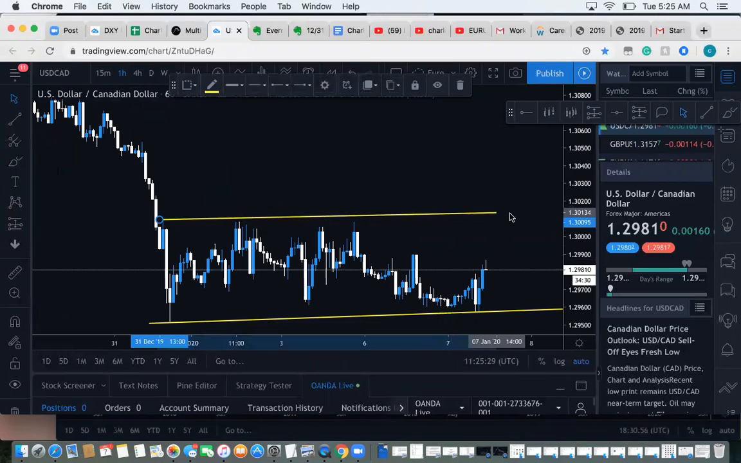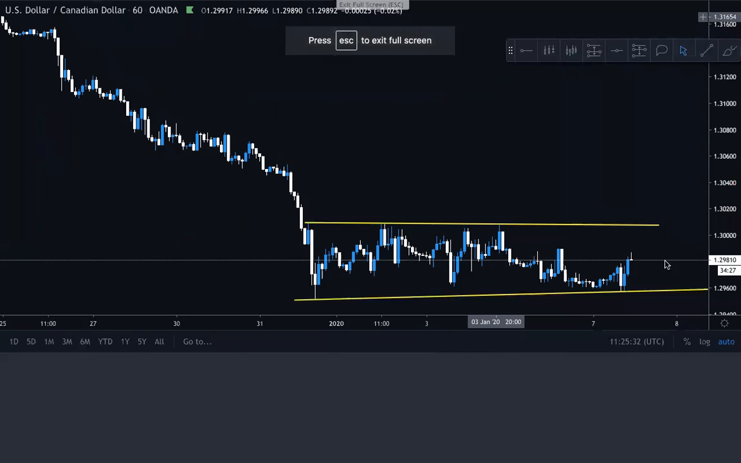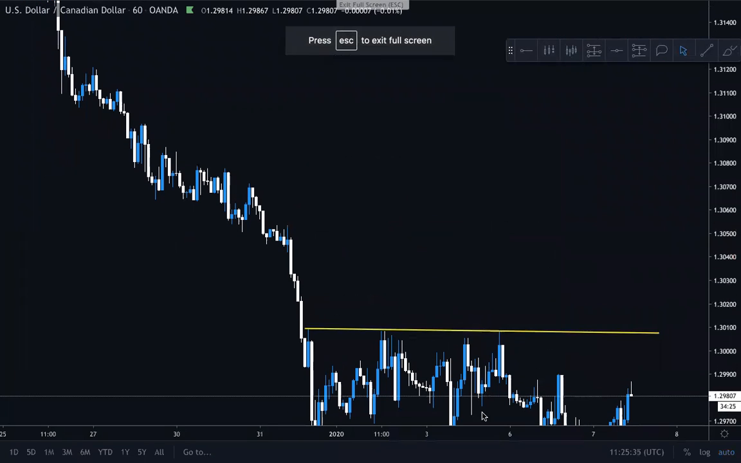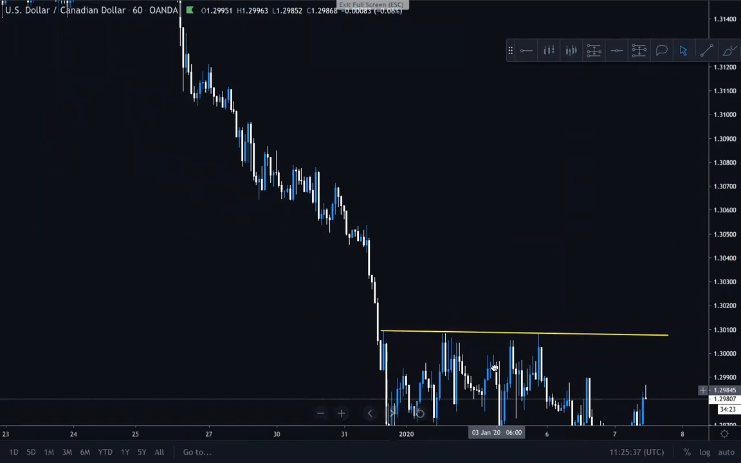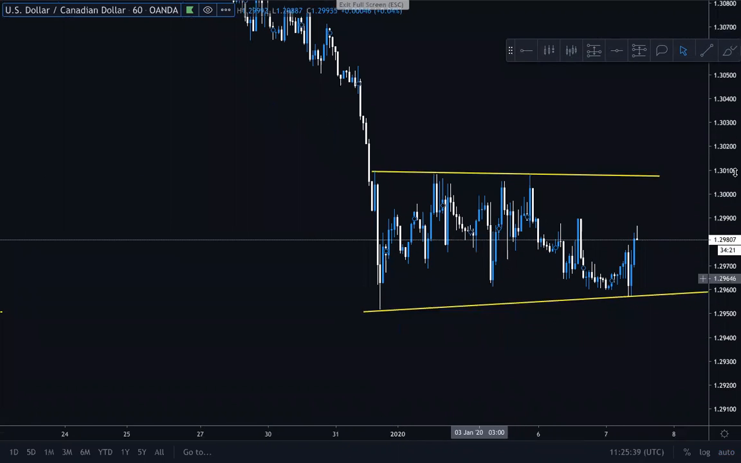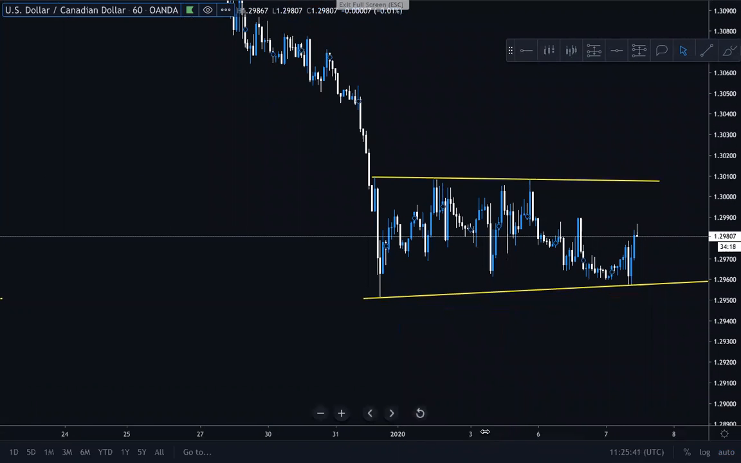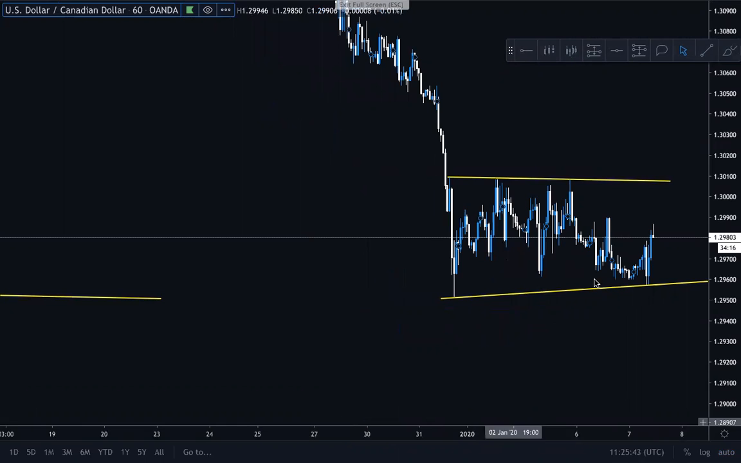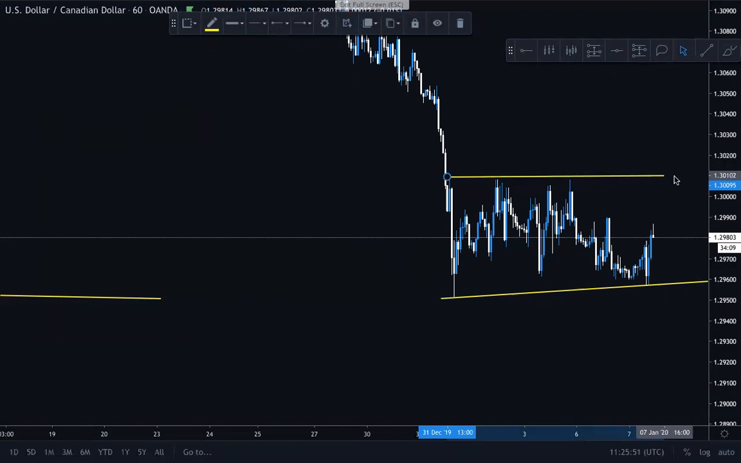And so we can see this a little bit better. And now at this point, looking to enter to the downside, if the opportunity presents itself, I would be looking to enter in areas around here.